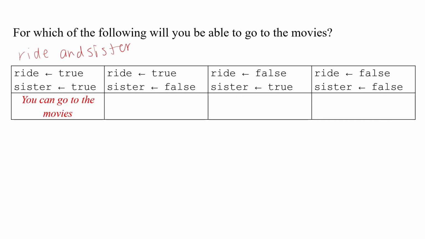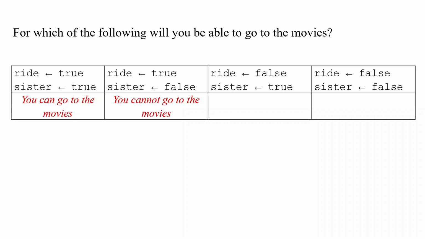Now, let's say the next situation: yeah, I have a ride, my friends are going to pick me up, but I'm not going to take my little sister. If I say, hey, mom, I do have a ride, but I'm not going to take my sister, what is your mom going to say? She's going to say, no, you can't go to the movies. I don't care if you have a ride. You have to have a ride, and you have to have your sister.